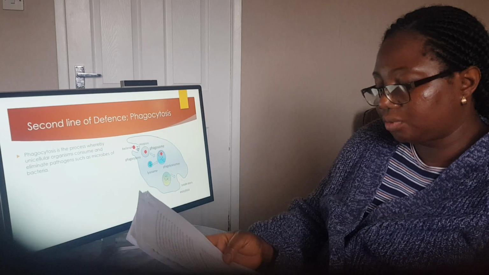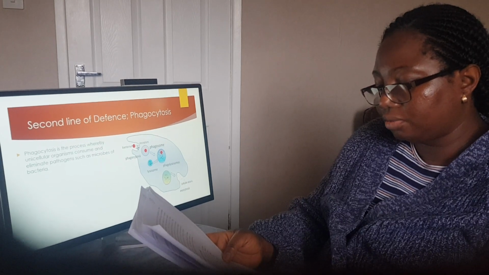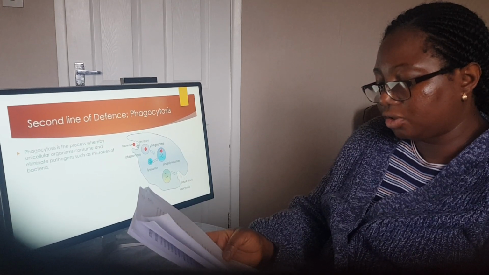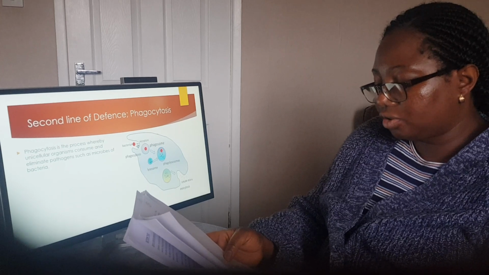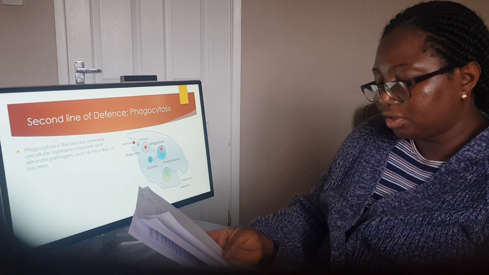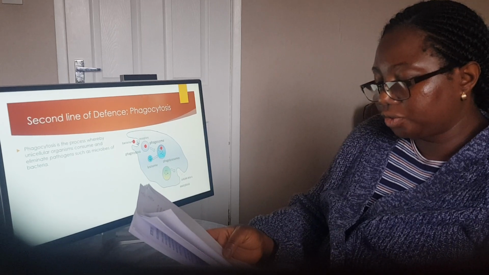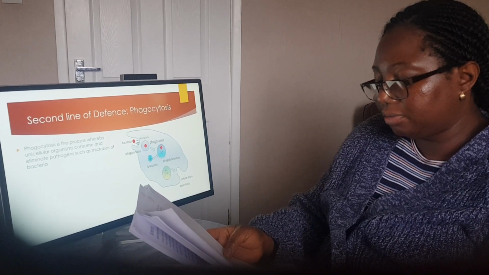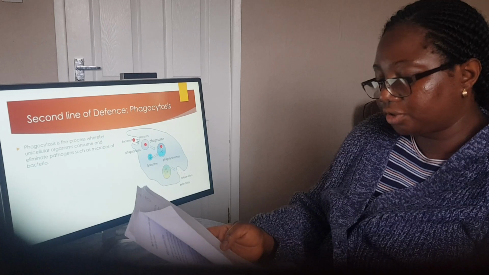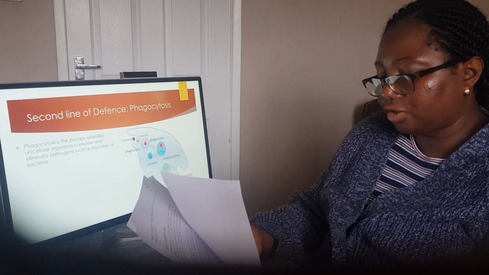Phagocytosis is the process whereby unicellular organisms consume and eliminate pathogens such as microbes or bacteria. The phagosome fuses with a lysosome, thereby creating a phagolysosome. The phagolysosome is filled with digestive enzymes which eliminate the contents and end the process of phagocytosis.